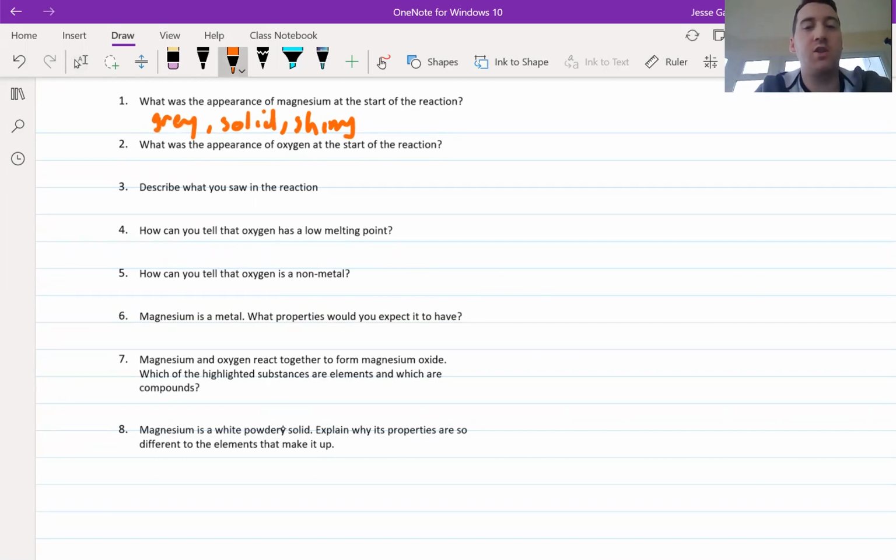What was the appearance of the oxygen at the start of the reaction? Well, big thing here, this is colorless, and it was a colorless gas. So you should have those two in your answer.